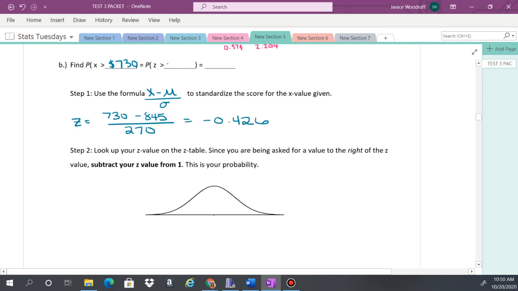Okay, so now you want the probability that the z value is greater than negative 0.426. So if I graph this in step 2, okay, here's 0, here's maybe negative 1. So negative 0.426 is probably about right here. And we want the probability of it being greater than that. So that's going to be here.